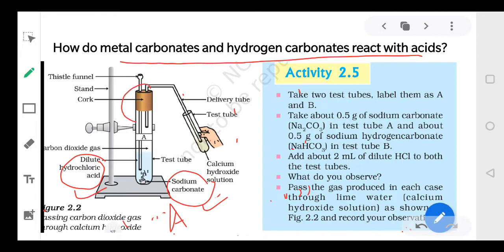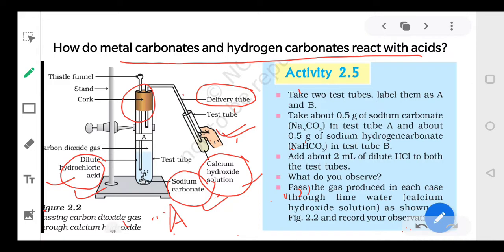अच्छा, ऊपर हमने कॉक लगा दिया है, so that whatever gas is produced can be passed through the delivery tube into another test tube which has calcium hydroxide. ठीक है, तो ये सेटअप हमारा रेडी है. टेस्ट ट्यूब में सोडियम कार्बोनेट है और HCl है. जब ये दोनों रिएक्ट करेंगे तो जो गैस प्रोड्यूस होगी वो डिलीवरी ट्यूब से इस टेस्ट ट्यूब में जाएगी, और इस टेस्ट ट्यूब में कैल्शियम हाइड्रोक्साइड है. अब हम देखते हैं कि हम क्या ऑब्जर्व करते हैं.